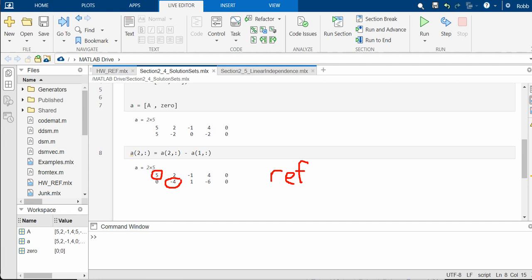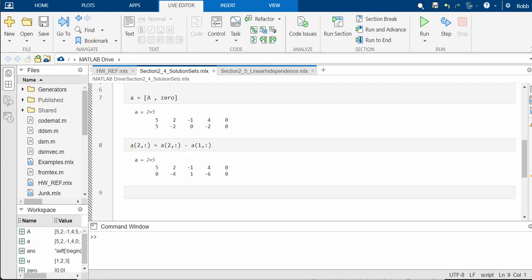Which means we can solve it, right? We can solve for what the basic variables are, that's x sub 1 and x sub 2, in terms of what the free variables are, x sub 3 and x sub 4. So we've row reduced to REF, and so we can grab this second equation and solve it.